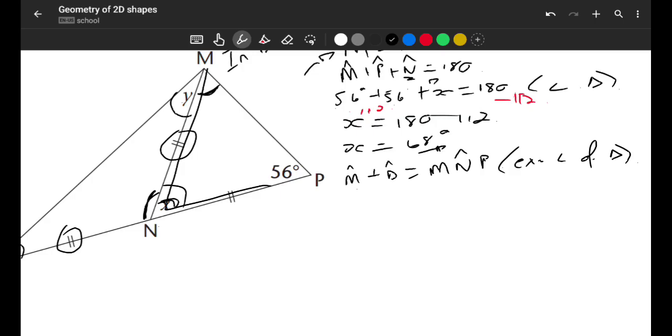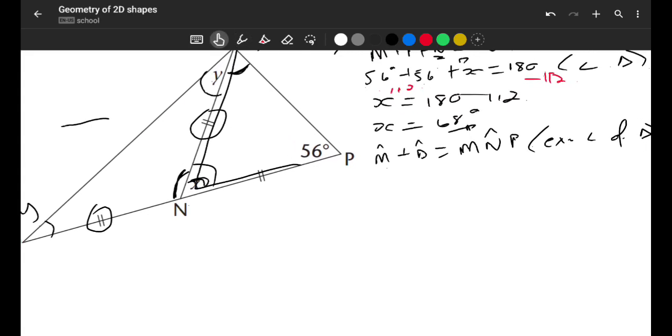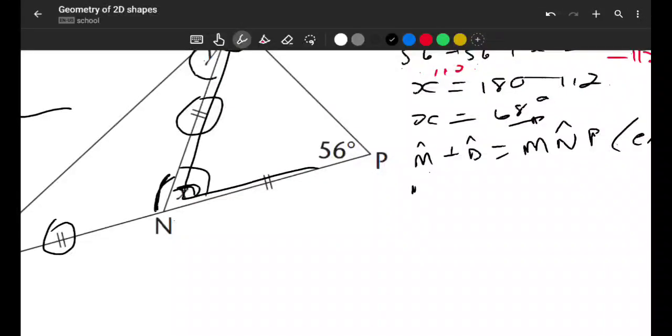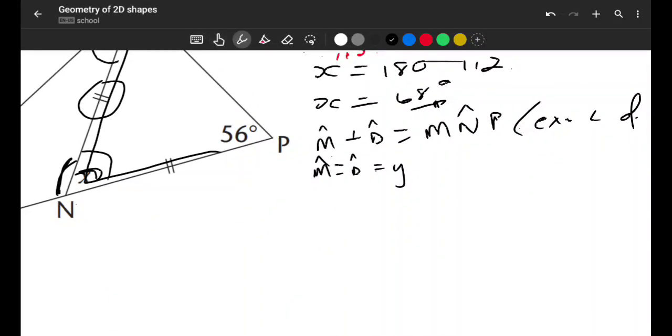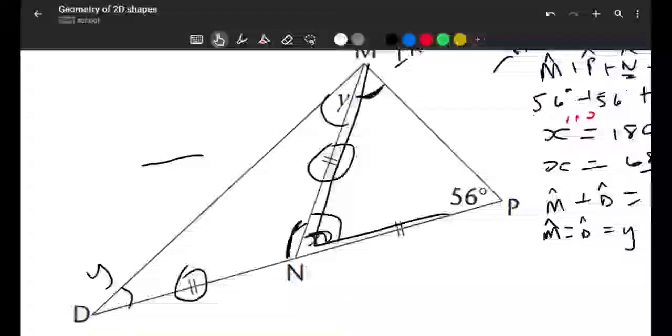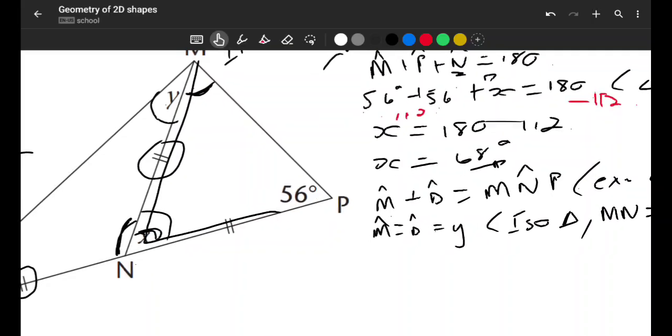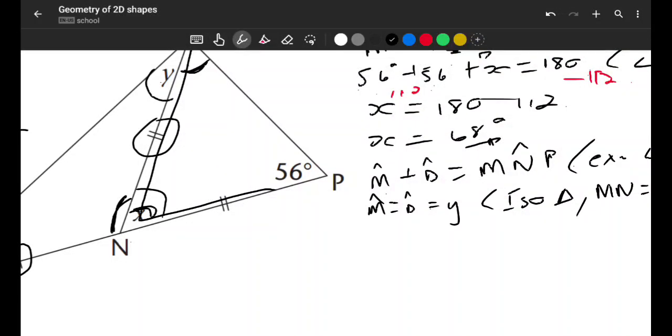We first have to show that angle M and angle D are the same. So what are you going to say? You're going to say angle M is equal to angle D is equal to Y. The reason for that is because isosceles triangle. Why is it an isosceles triangle? Because line MN is equal to line DN, right? So MN is equal to DN, and they've already given that to us. They've shown us, right?